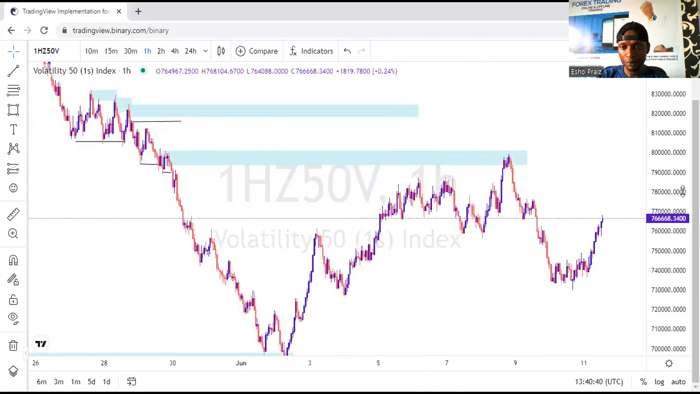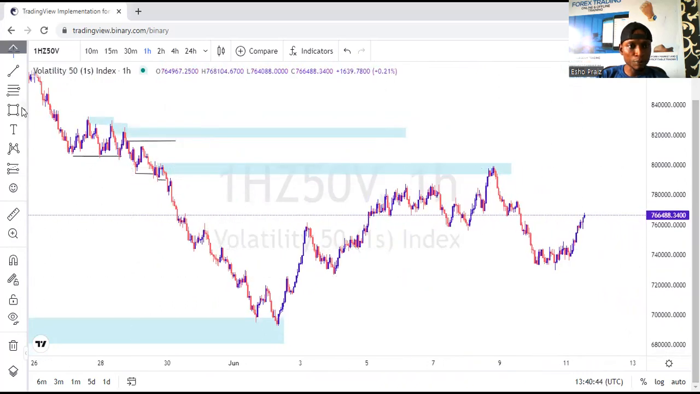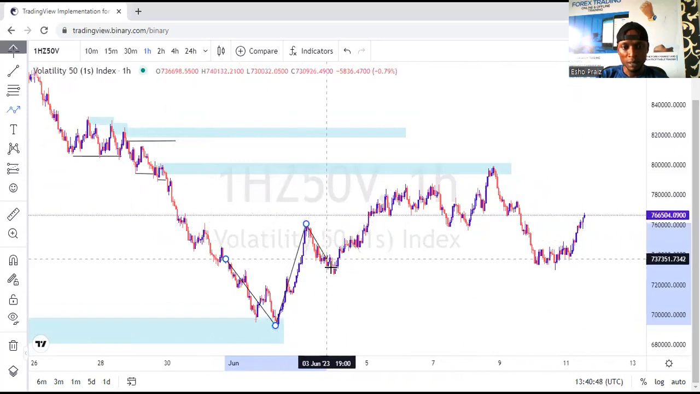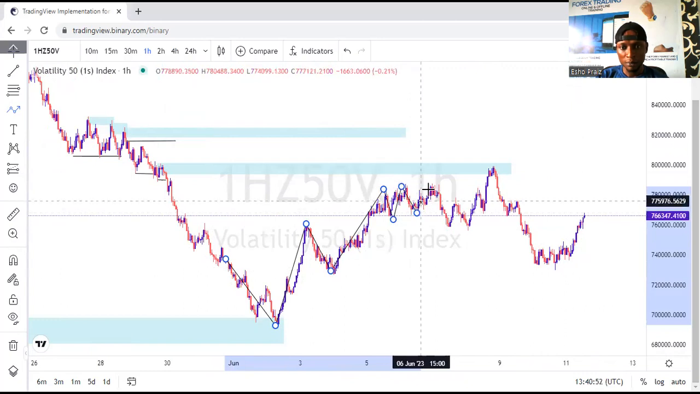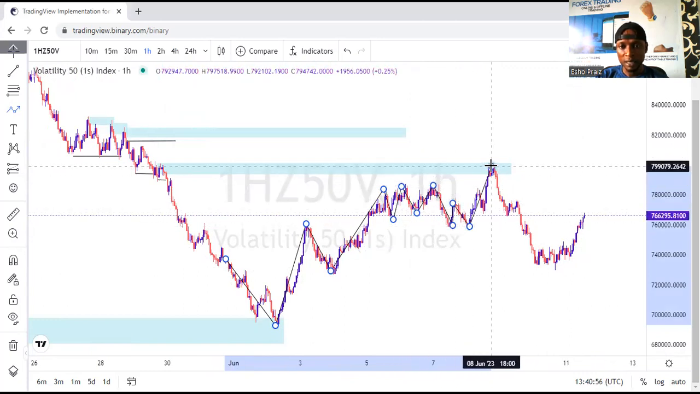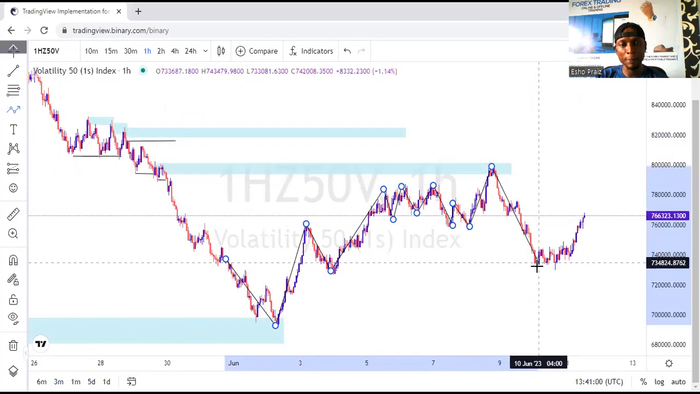Now here, as the market starts pushing up from this particular zone, it pushes up. Understand? And then the market got here, and then look at it. The market dropped to the downside sharply.